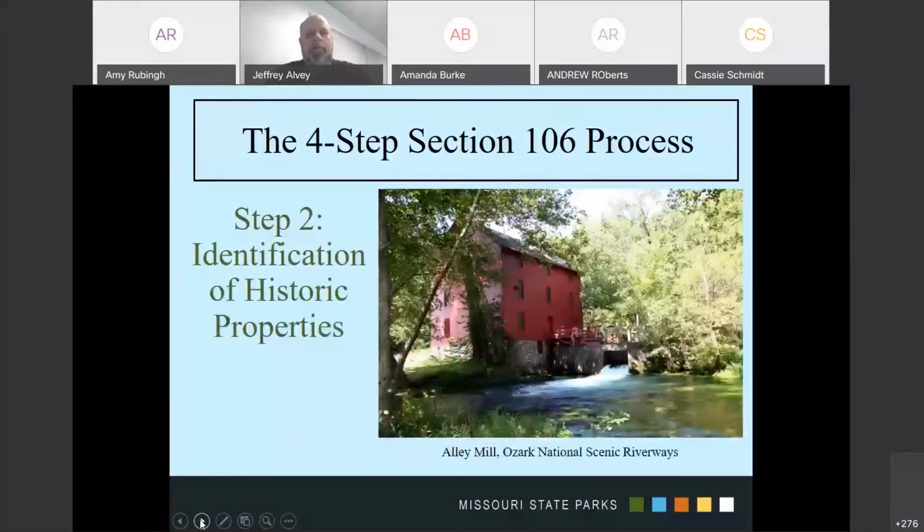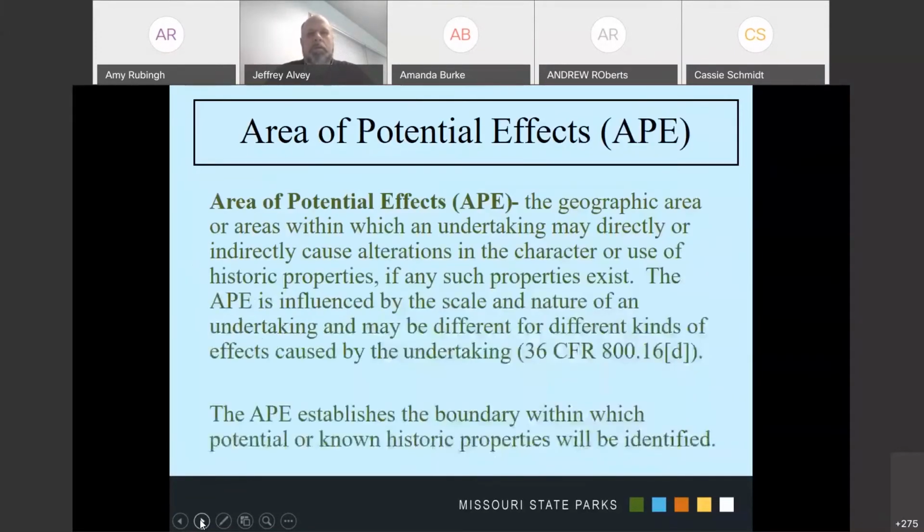and talk to you guys about step 2, which is identification of historic properties. I'm going to talk to you for a little while about determining what the area of potential effect is, and then Amanda's going to pick it up from me at some point and start talking to you about what historic properties actually are. So let's jump into the area of potential effects, also known as the APE.